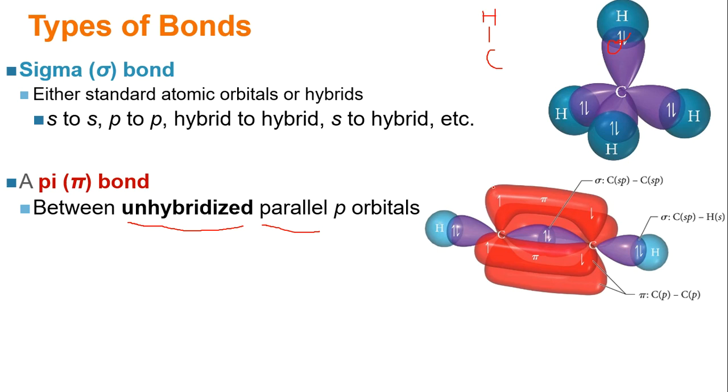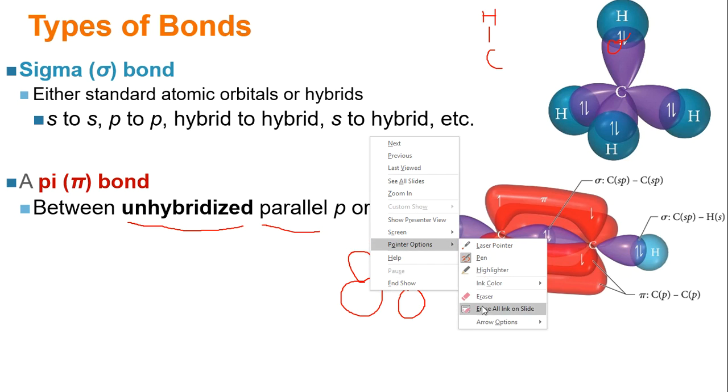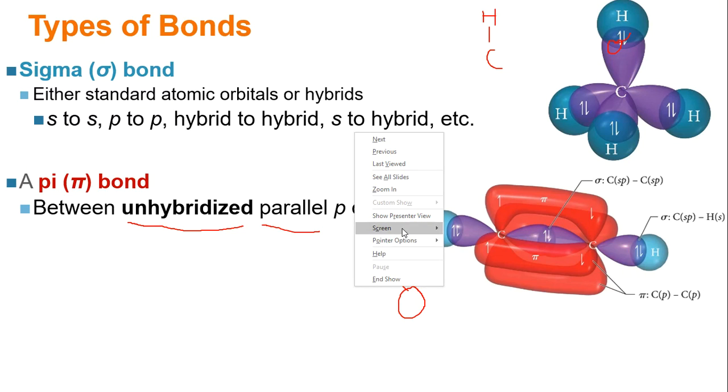So pi bonds look kind of funny right here. They look like balloon animals, to be honest with you. But pi bonds are these big overlapping bonds here, okay? Unhybridized p orbitals tell me that they're just going to be those double-lobed, red going up, red going down. And parallel means that they're going to be parallel to one another. So if I have one p orbital here, another p orbital here, those are running parallel to one another.